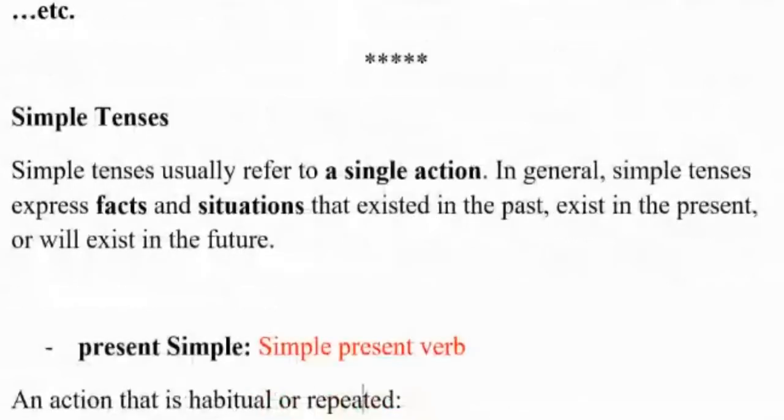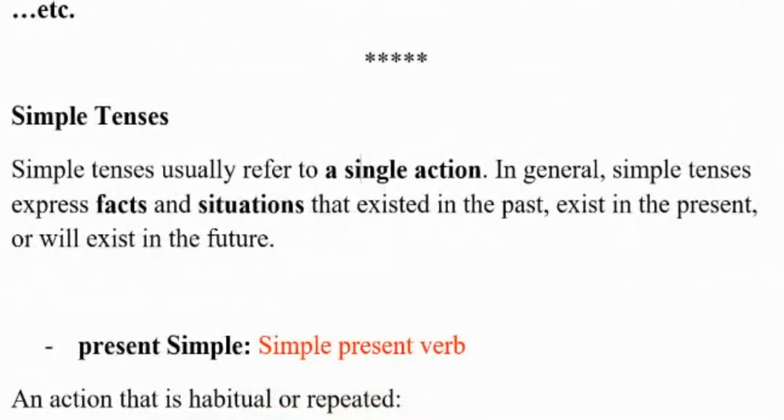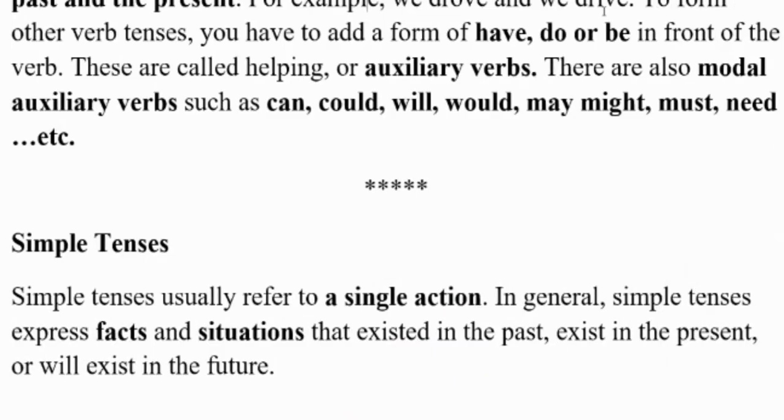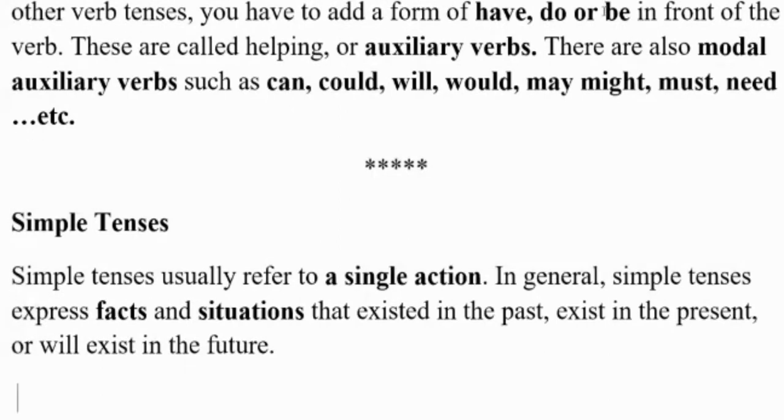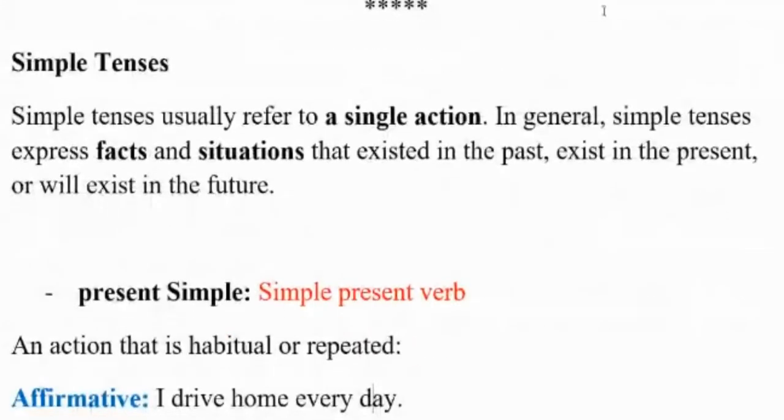Now we need another person to read all in the future. So that's why it is called simple. One action, single action. So we have three forms. We have the present simple or simple present, the past simple or simple past, and the future simple or simple future. So three forms of simple tense.